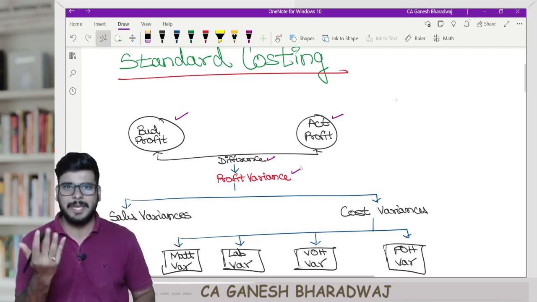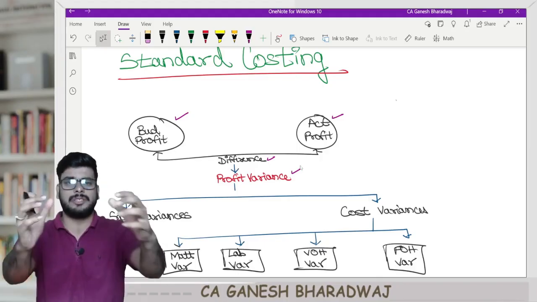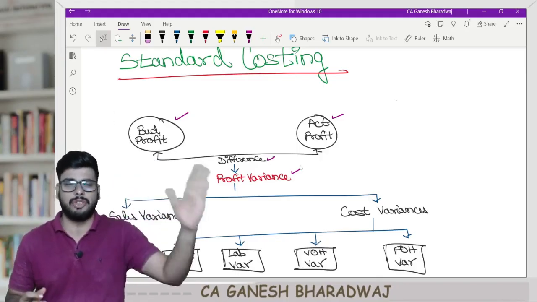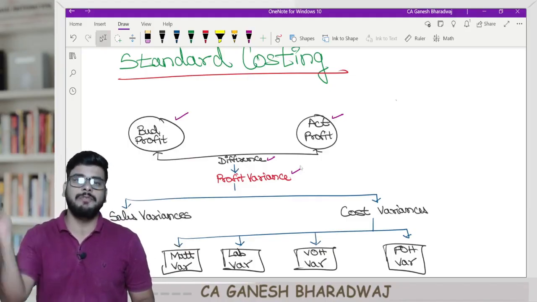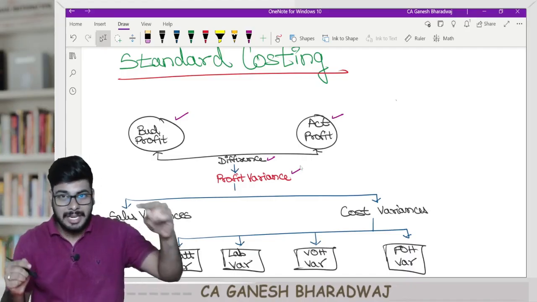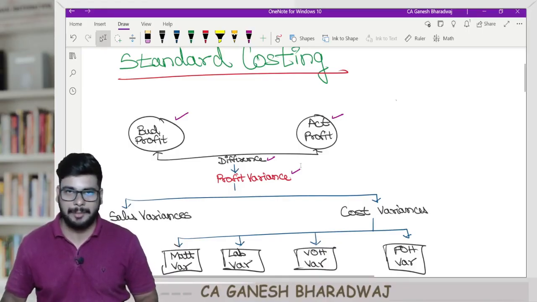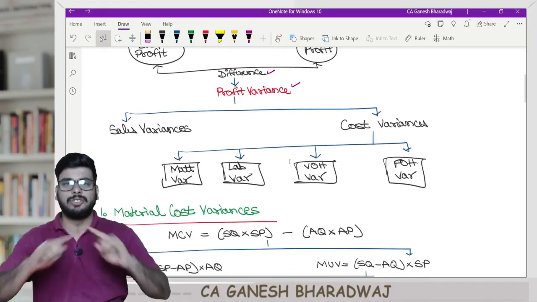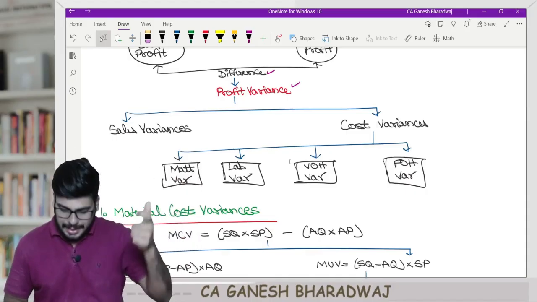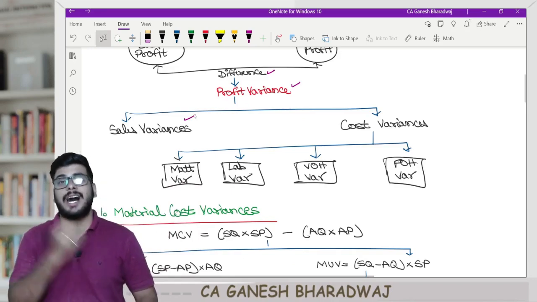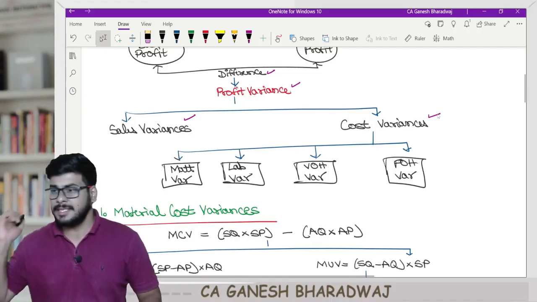What do you mean by variance? Variance means difference, right? The difference in profit. Now here, if you just report that so and so is the amount of profit variance, that is not enough. We need to know why, what were the reasons that resulted in this particular profit variance. That is the study of this entire chapter called standard costing. The profit variance is attributable to two broad reasons. One is the variances happening on the sales side. The other is the variances happening on the cost side. So sales variances and cost variances.